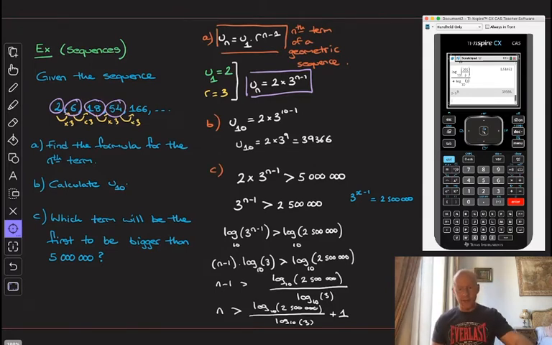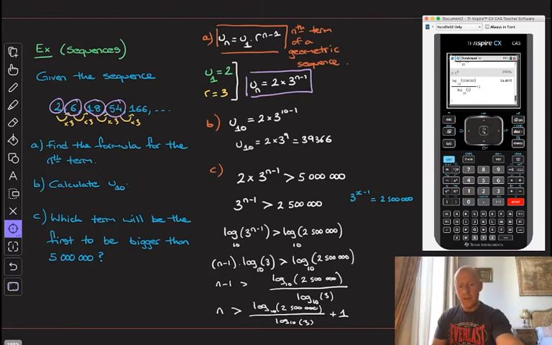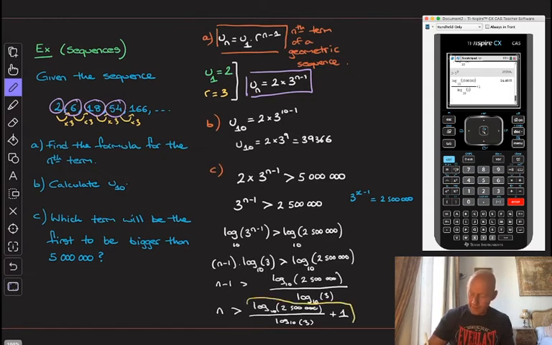So I'll plug this entire right-hand side inside my calculator, and let's see what we get. I type in log base 10 of 2,500,000, and I divide that by log base 10 of 3, and I add 1 at the end there, right? Done. And the number we get on the right-hand side, this entire right-hand side, is equal to 14.4095.